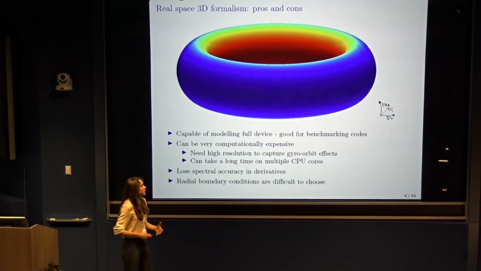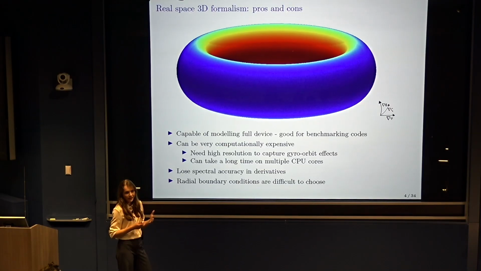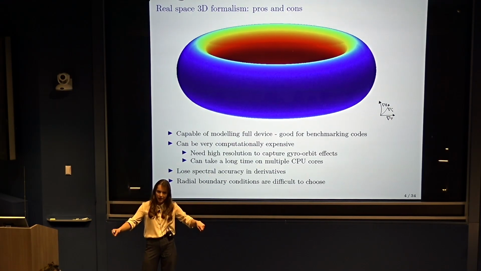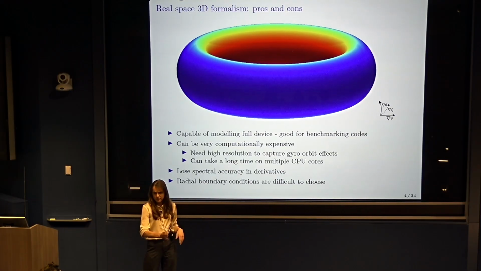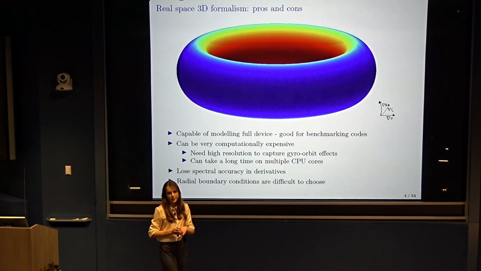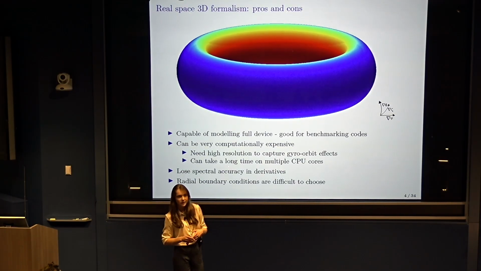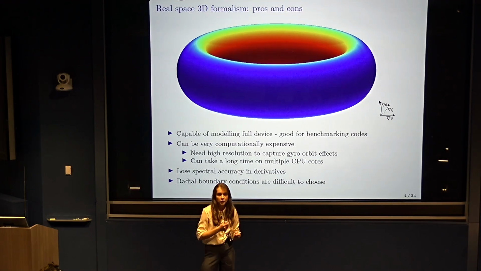The final thing to mention is that these actually have somewhat of an arbitrary boundary condition in the radial direction. The hope is that you apply the boundary condition far enough away from the flux surface that you care about, and that any spurious effects occurring at the edges aren't going to propagate into the flux surface of interest. But we do have to do a little bit of checking to make sure that this is the case.